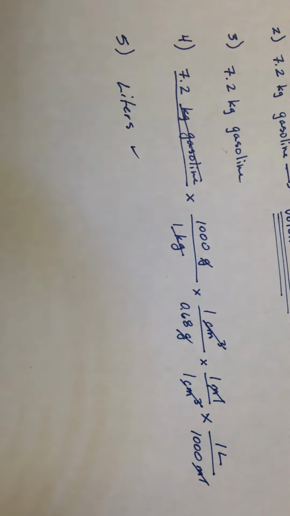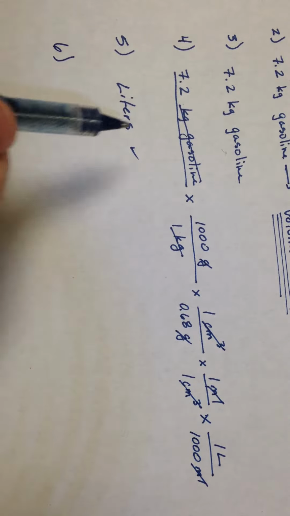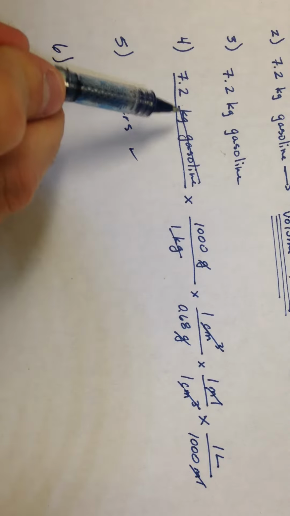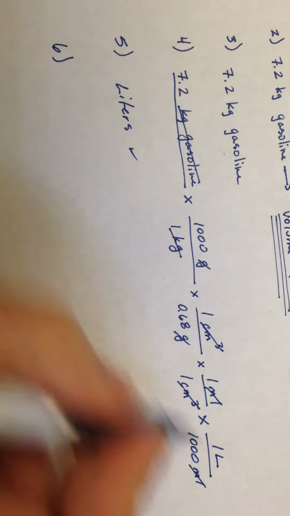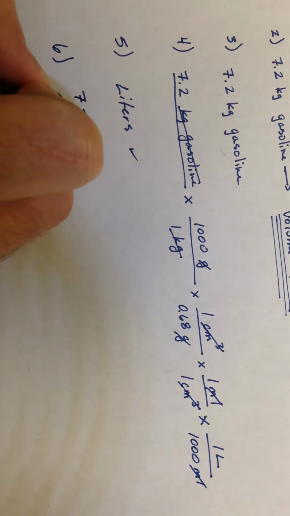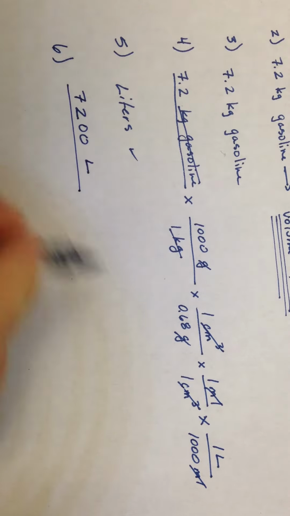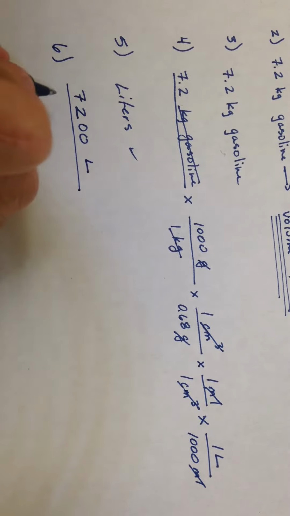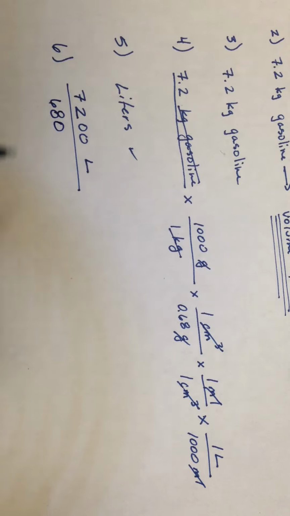Step 6. In step 6, we're going to use our calculator to multiply everything on the top and everything on the bottom. So on the top we have 7.2 times 1,000 times 1 times 1 times 1 liters. So that's going to give us 7,200 liters on top. On the bottom we multiply 1 times 0.68 times 1 times 1,000, and that's going to give us 680, and there's no unit on the bottom.